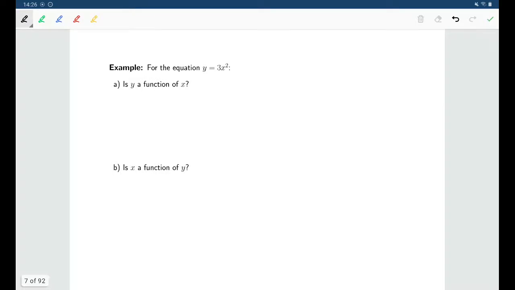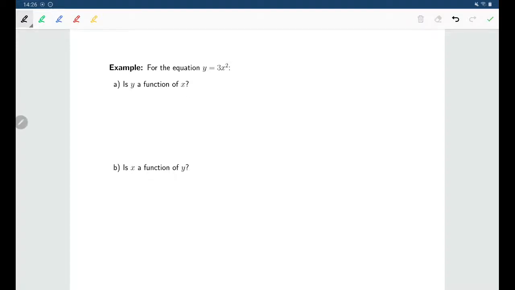So for something like this equation y is equal to 3x squared, it's possible that an equation might represent a function where one variable is a function of the other, but it might not represent a function in the other direction. So here we're interested in, is y a function of x? Is x a function of y? And it's possible that for some equations both might be true, that you might be able to think of y being a function of x and x also being a function of y. It's also true for some equations that neither would be true.